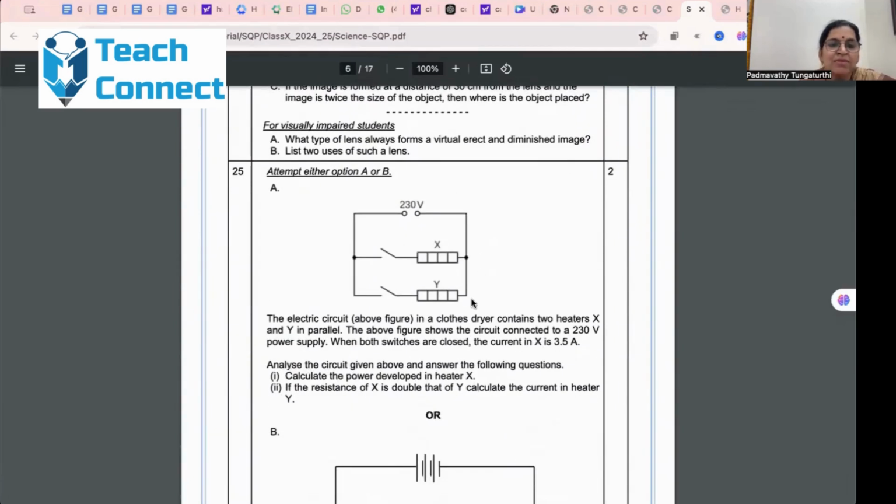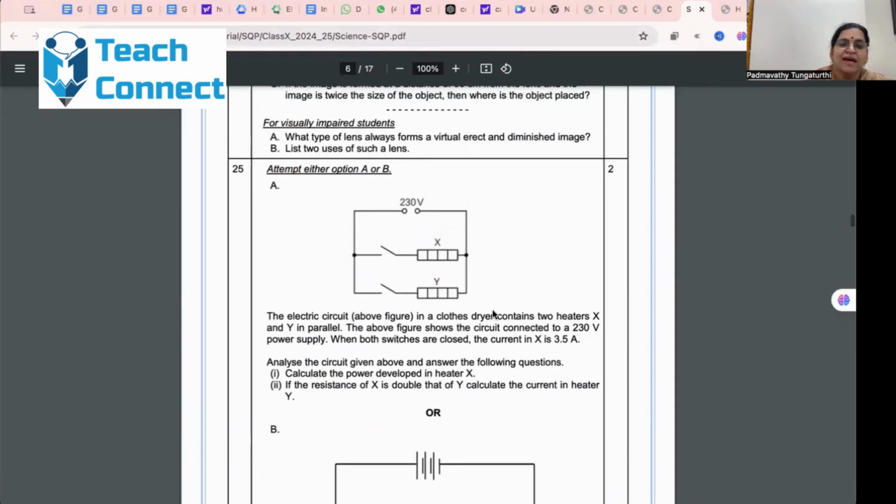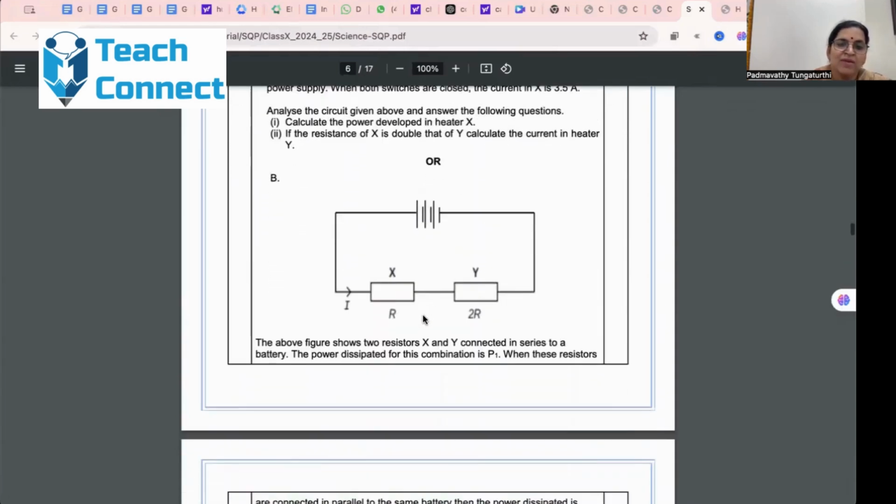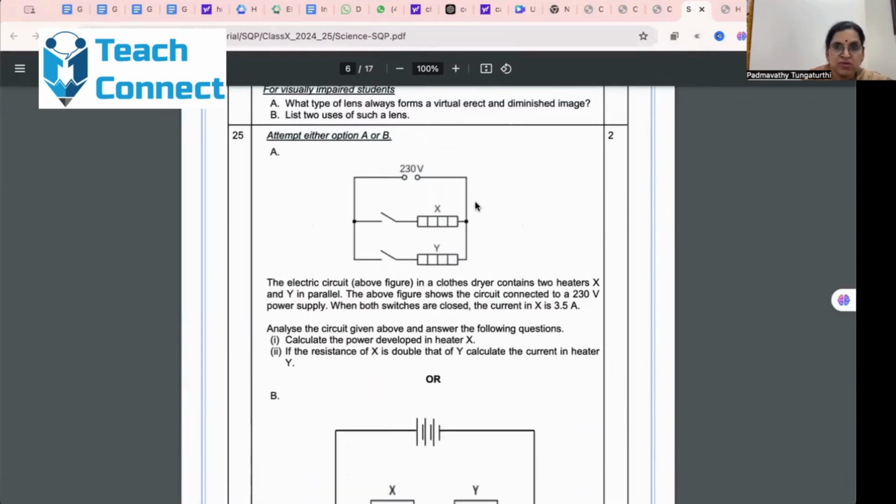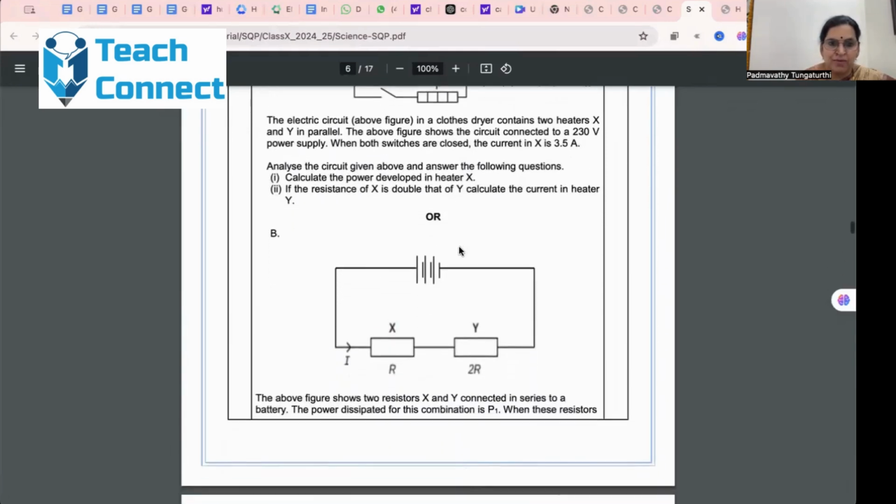Now here question number 25. The basic idea of asking this question is whether the student is able to understand what is a parallel connection and what is a series connection. Parallel connection is something which is visible here. If the student is strong in a parallel connection, then the parallel connection question can be answered. The question is power, which is developed here in the heater X. Power is equal to V into I, that's voltage into current. The calculations can be done over here.